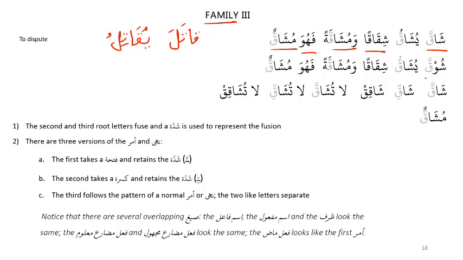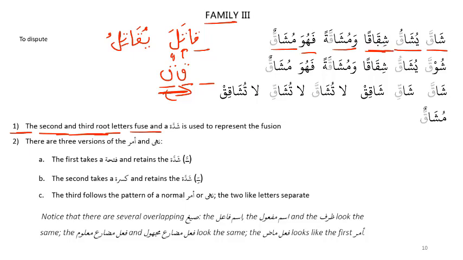Okay. Now, here, the fact that this is a mudaf is going to create some changes. In qatala, the ta and the lam are different. But with shaqqa, the ayn letter and the lam letter are both qaf. So since the ayn letter and the lam letter are both qaf, these two are going to fuse together using the shadda. So this becomes shaqqa. The rule being applied here is that the second and third root letters fuse. So qaf and qaf fuse together and we get shaqqa. The same thing is happening with mudare, yushaqqu, and then the masdar is shiqaqan.